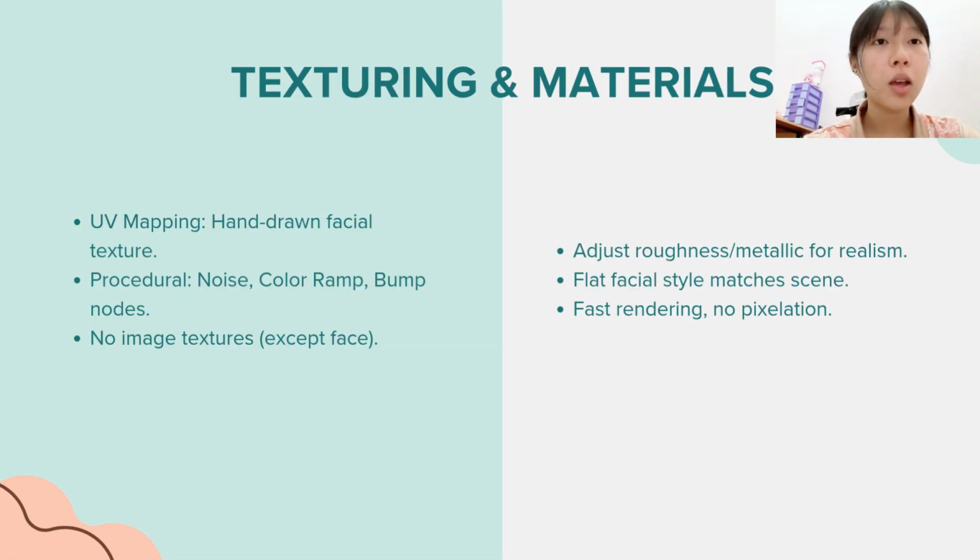For textures, we used two methods. The face is hand-drawn with UV mapping. Everything else uses procedural texture made inside Blender. No image texture, so file size stays small. For the materials, we adjusted roughness and metallic value for realism. The face is simple but fits the style. Procedural texture makes rendering fast with no problems.